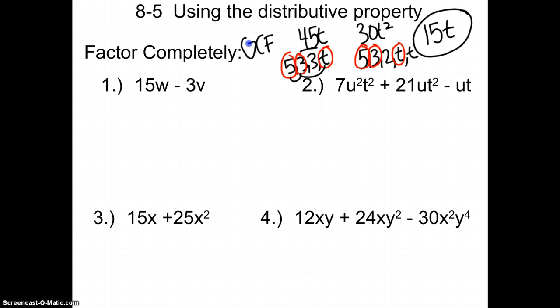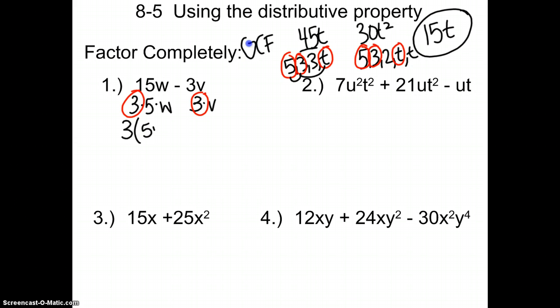So now we're going to use that in order to factor the equations completely. So for the first one, we have 15w minus 3v. 15 can factor into 3 times 5. W is just a single term, so we'll leave it. 3 is just 3, and v is v, so we can leave that. And see what they have in common. They both have a 3, so now we're going to be able to factor the 3 from each term.